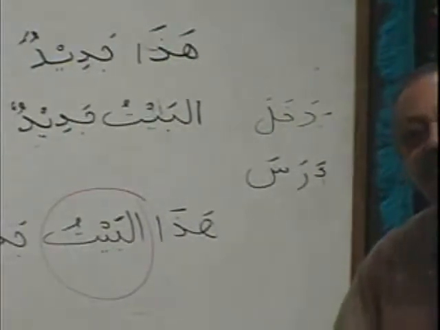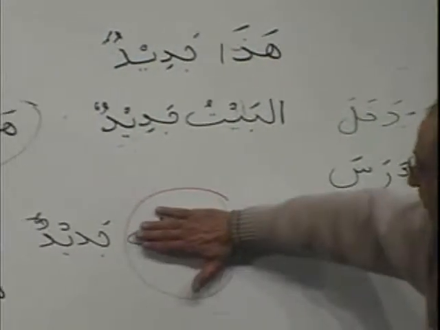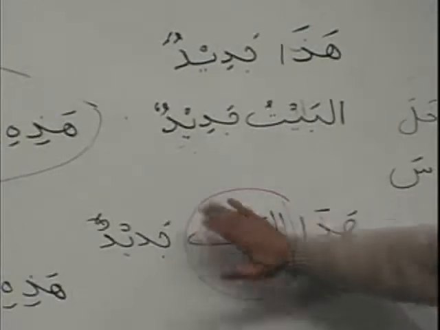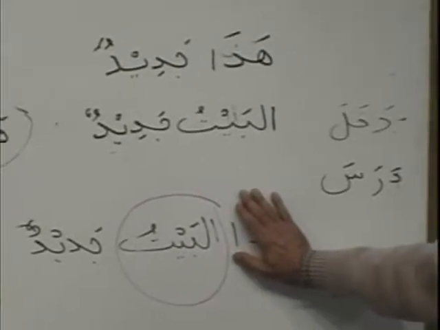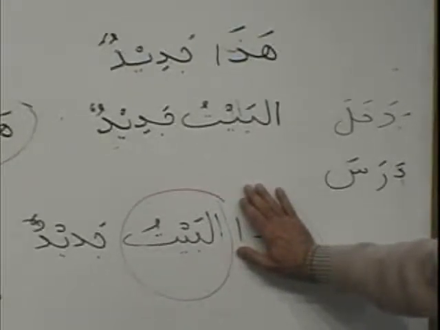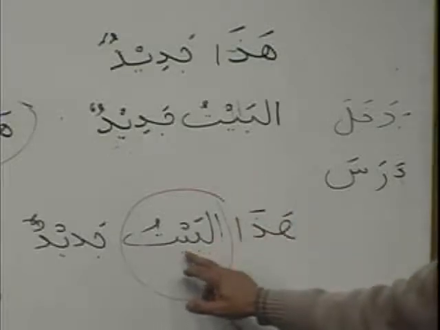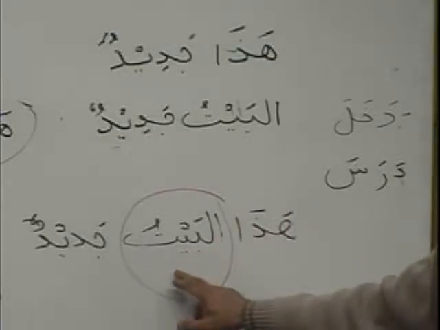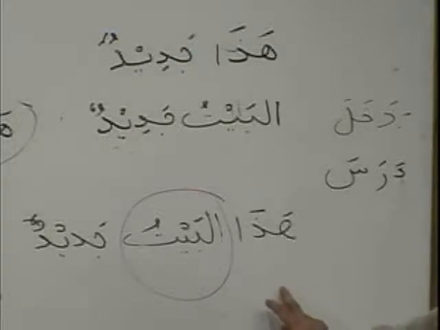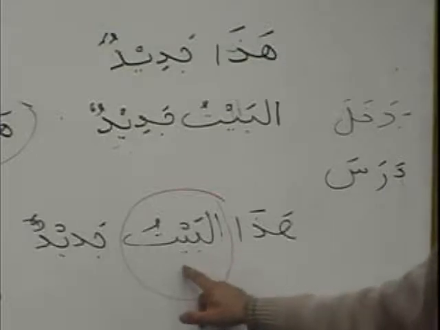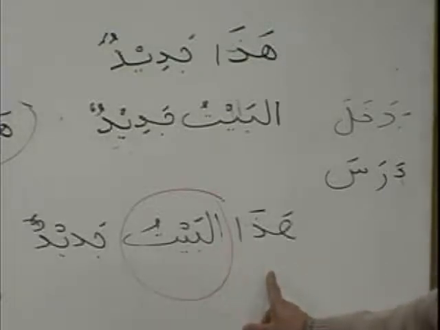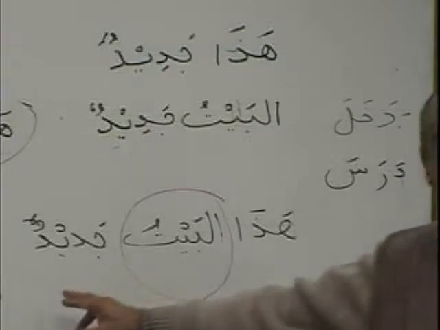How do I explain that it is a substitute? Brother, if I put my hand on baitu, what is left? Hadha jadidun. So if I remove baitu, it still makes sense. And if I do this, al baitu jadidun. So the sense is there. So in Arabic we say al baitu is a substitute for hadha. So we call it badal. Mubtada, badal. Badal of what? Hadha. And our khabar is there.